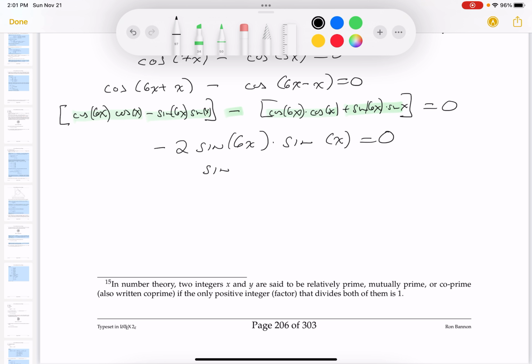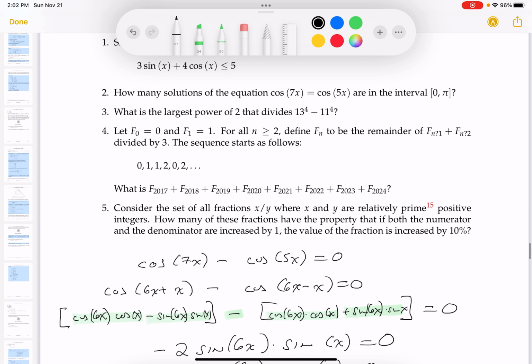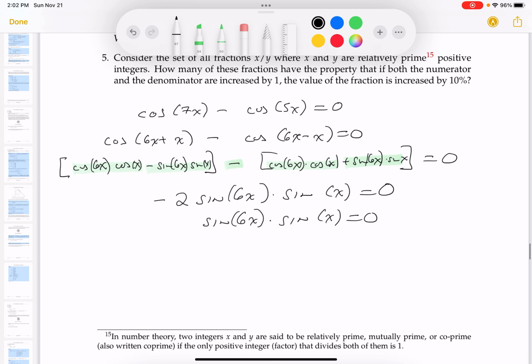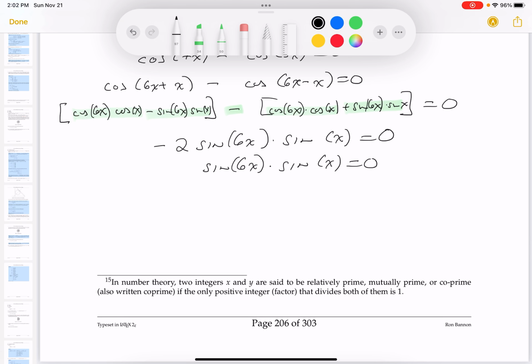So sine of 6x, times sine of x, equals 0. And to be honest with you, I kind of forgot what the question is. I want to go back and read it. And the question says, and this is number 2, they want to know what the solutions are in the interval between 0 and pi. Well, this is fairly easy to do because I'm just looking at when the sine of x is equal to 0, and when the sine of 6x is equal to 0. I'm using the zero product rule, and this is an OR.